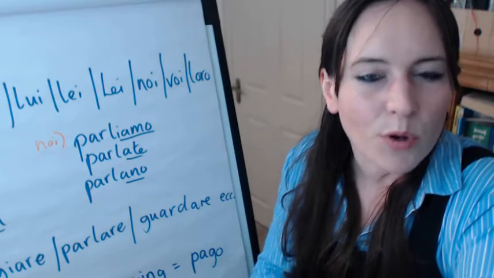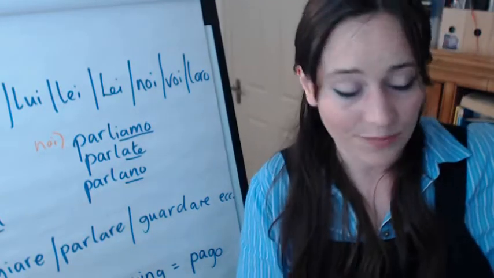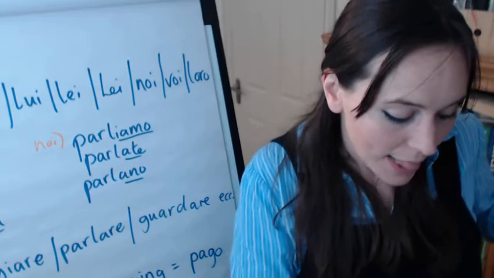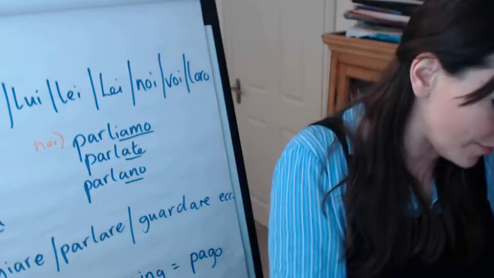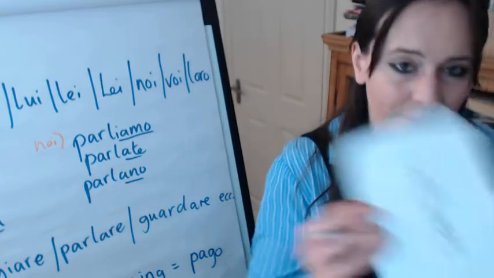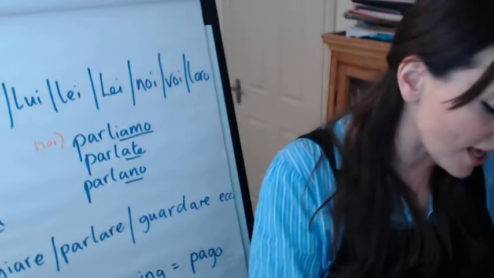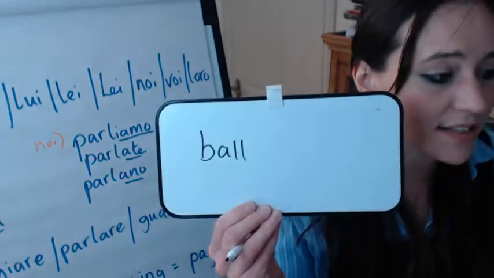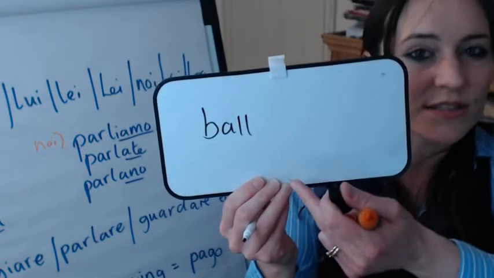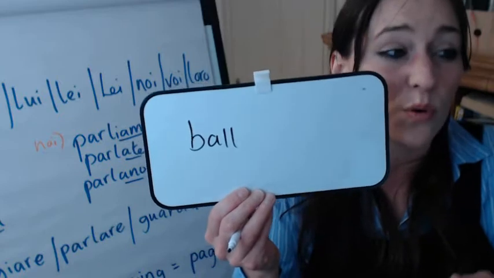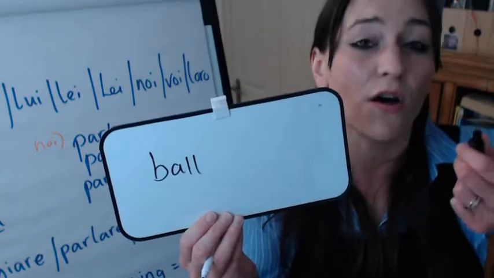Balliamo. Balliamo is from the verb ballare, which means to dance. So you take the ARE off the ending, and you're left with the stem bal, B-A-L-L. Okay, I'll show you what I'm talking about. Hopefully it'll become clear. Ballare. Okay, so we take the stem, we get rid of the A-R-E ending. That leaves us with this. We can call this the stem of the verb, or you might hear it called the root of the verb. You get the picture. It's what's left when you take the ending off.